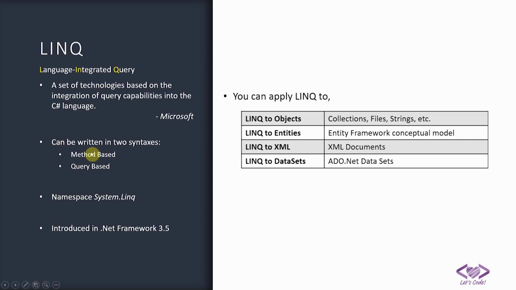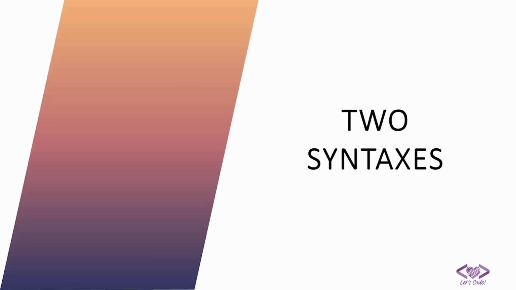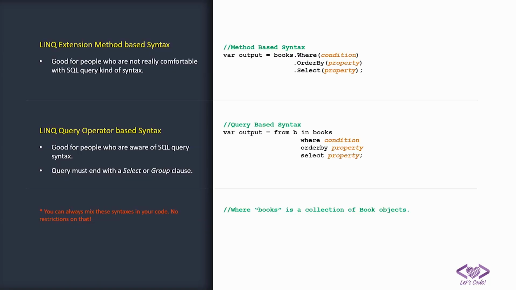As I have said already, there are two syntaxes which we use in LINQ. One is method based and one is query based. Very soon we will see the difference between them. And for information, you should always be aware of the namespace which LINQ is provided in, that is System.Linq. In earlier Visual Studios, we had to explicitly include System.Linq, but these days with Visual Studio 2019 and later, we get System.Linq added by default. So let's see what are the two syntaxes which we have in LINQ.